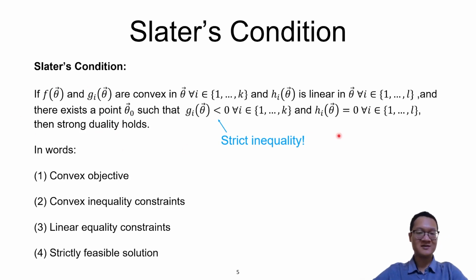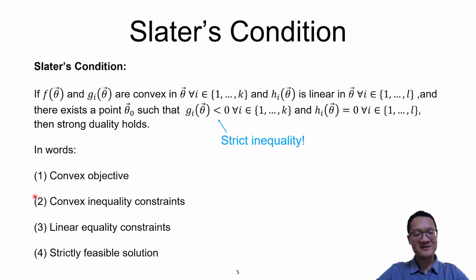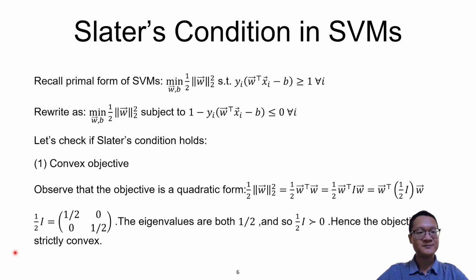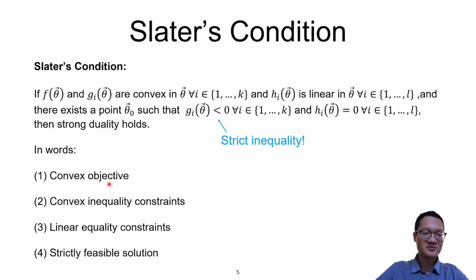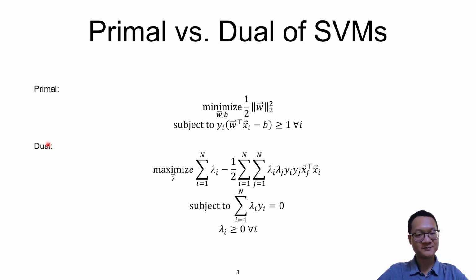So the mathematical statement is kind of a mouthful, but what it really means is that if we have a convex objective, convex inequality constraints, linear equality constraints, and a strictly feasible solution, meaning that for this particular feasible solution, you can wiggle it around and it would still satisfy the constraints. So that is what's meant by strictly feasible. So if all four conditions are satisfied, so these are Slater's conditions, then strong duality holds, meaning that there's no difference between solving the primal and the dual problem.